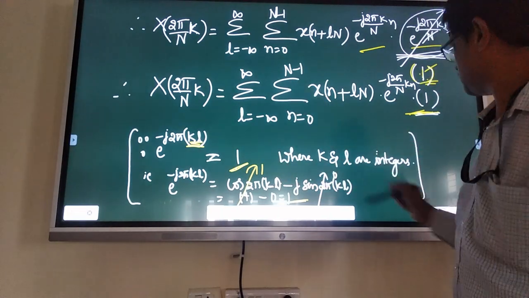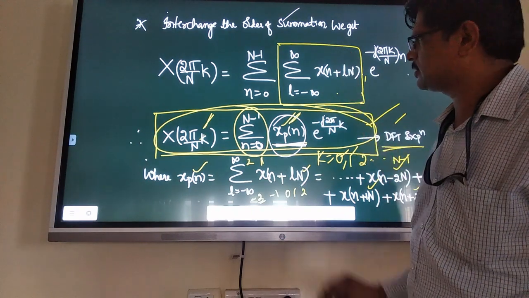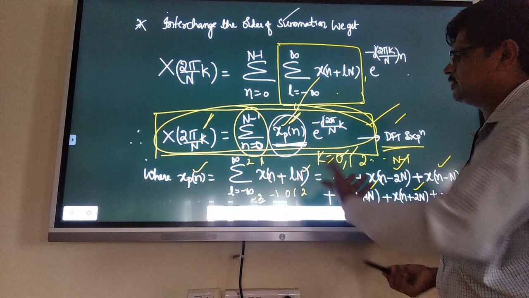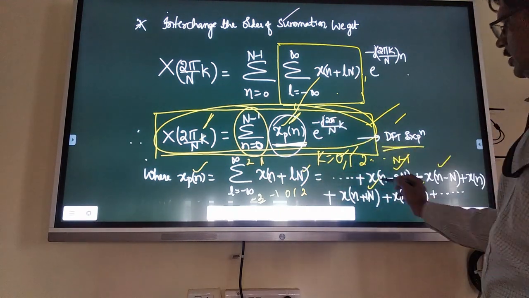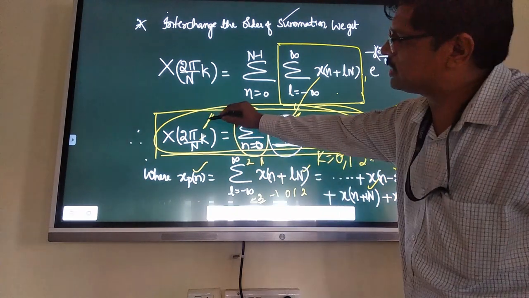Then in the end, interchange the summations. You will get the expression. This is nothing but periodic repetitions, x_p(n), nothing but periodic repetitions. In the end, how x(n) is repeated I have shown here. That's all. And in the end, you will get the frequency spectrum.